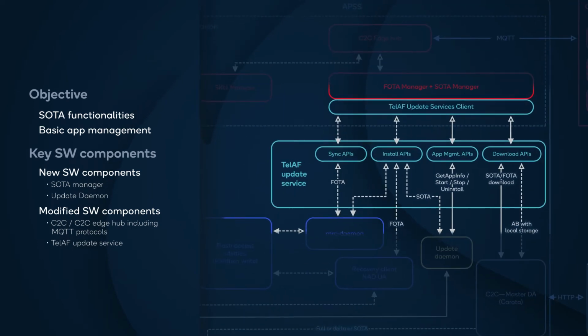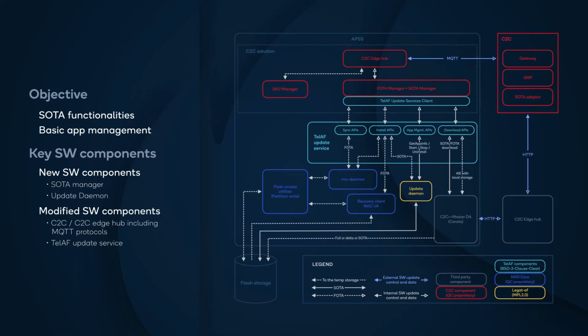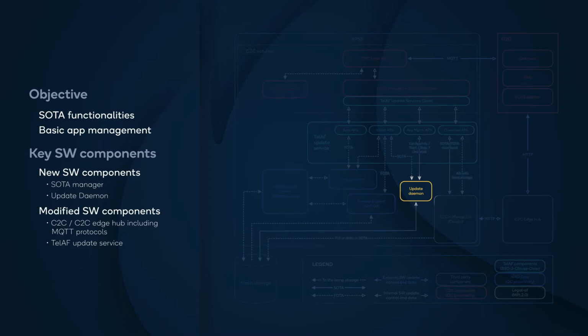For TelAF components, the TelAF update service talks to many other components and provides simple OTA APIs to the client. Download APIs support the downloading of packages. App Management APIs support app management. They include functionalities like get app info, start, stop, and uninstall the app. Install APIs support the installation of the app bundle with the update daemon, which is part of the Legato application framework.